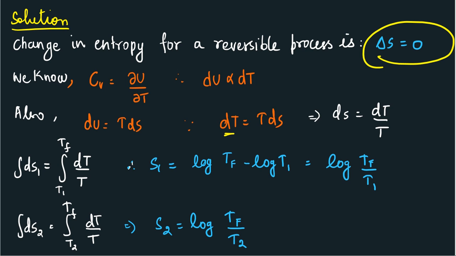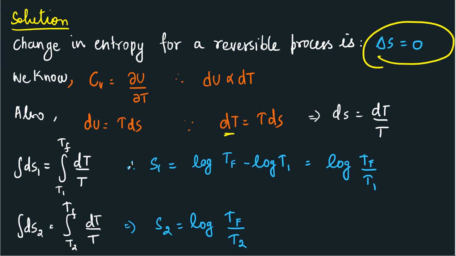So dS will be equal to dT by T. This is the relation for entropy which I have found. Now I'm just going to integrate from T1 to Tf, so I get the entropy for the first body and the entropy for the second body. On integrating I get log Tf by T1, and similarly for the second body I get log Tf by T2. Now we know that del S is equal to 0.